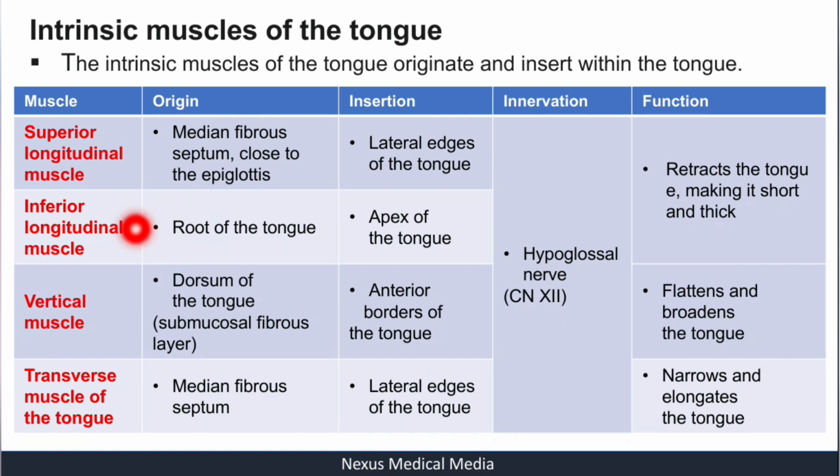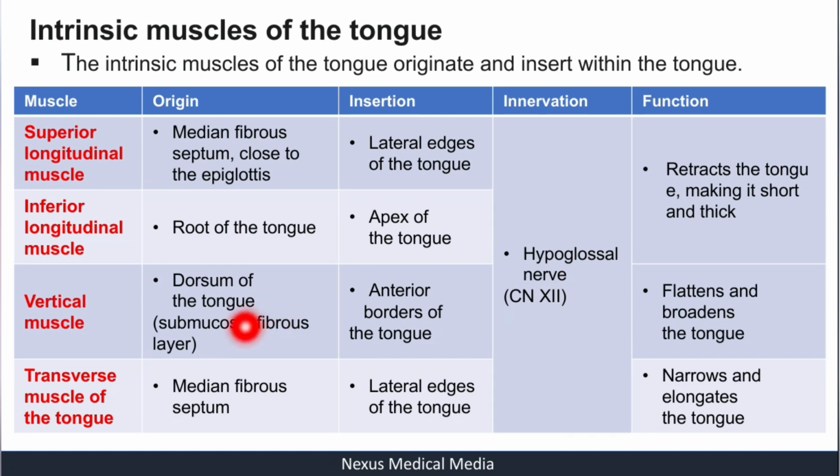All right, so that's the inferior. But the inferior originates from the root of the tongue. The insertion is the apex of the tongue. Innervation, hypoglossal. And the function is the same. It makes the tongue short and thick.